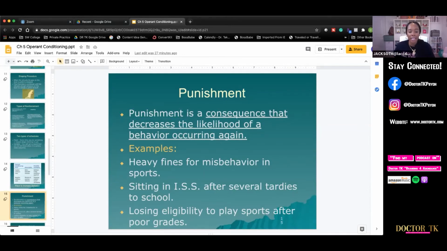So punishment is a consequence that decreases behavior. Please write that down. Reinforcement always increases a behavior, whether it's positive or negative reinforcement. Punishment always decreases a behavior, to decrease the likelihood of the behavior happening again. So these are some examples of punishments that you may have seen in your life or around you.